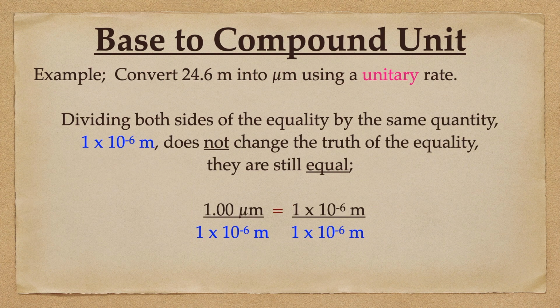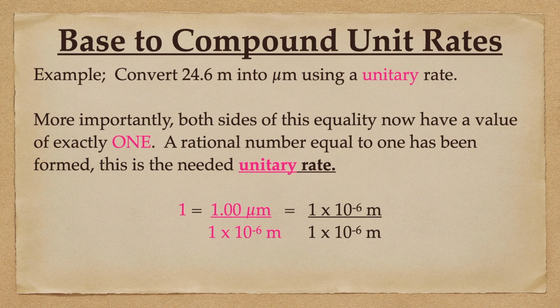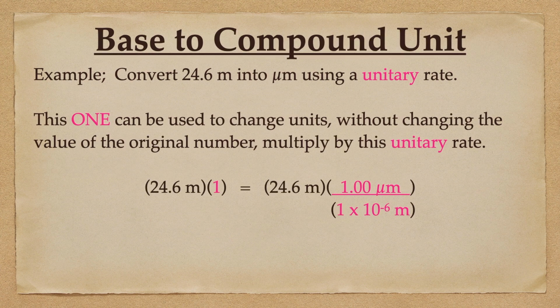Therefore, taking that equality and dividing by 1.0 times 10 to the minus 6 meters does not change the truth of the equality. They are still absolutely equal. More importantly, both sides of this equality now have a value of exactly 1 by definition. This is now the needed unitary rate, a ratio equal to exactly 1.